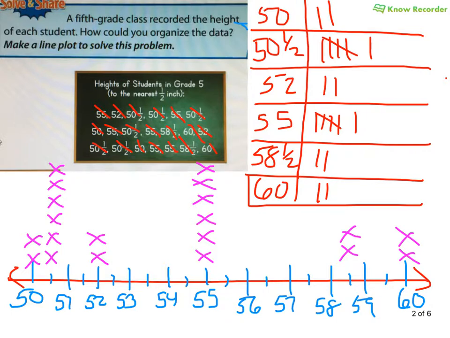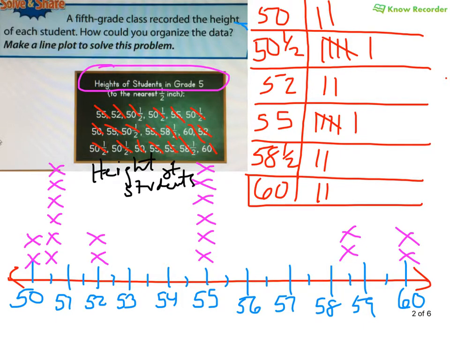Except we didn't title it. This is the height of students in grade 5. So we need to know what our measurements are. So this is the height of students. And by the way, I would make this a nice horizontal one across the top. In grade 5.